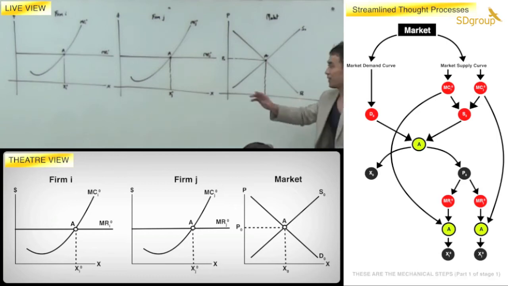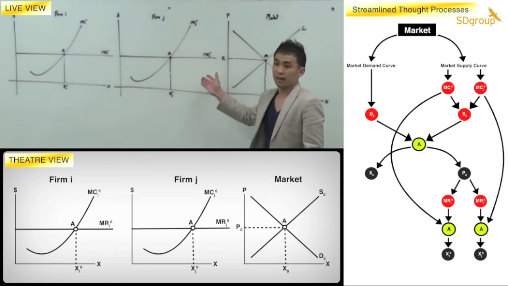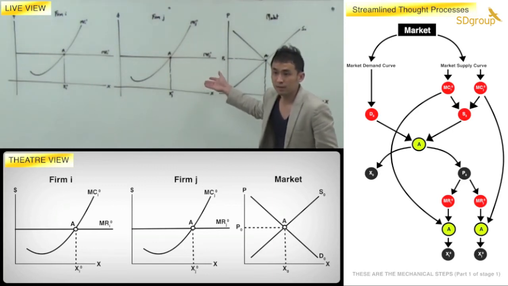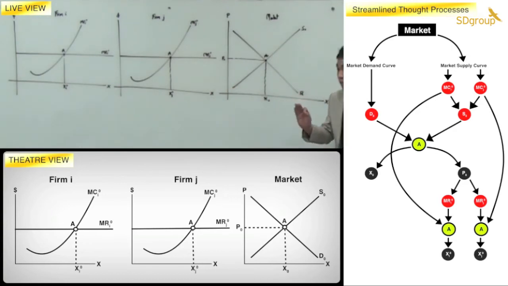It works the same. That means practically, if you come in the exam and you do your perfect com and it's a multi-firm question, you can straight away draw this, and you will get marks for this. This is purely mechanical. Understand? So where is the thinking process? Every stage has a thinking process.